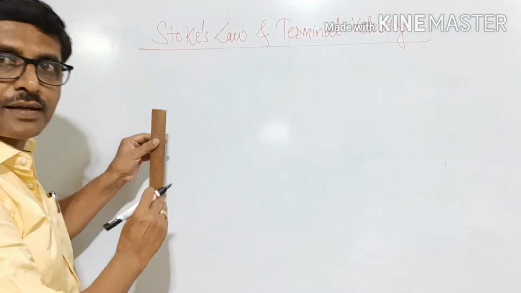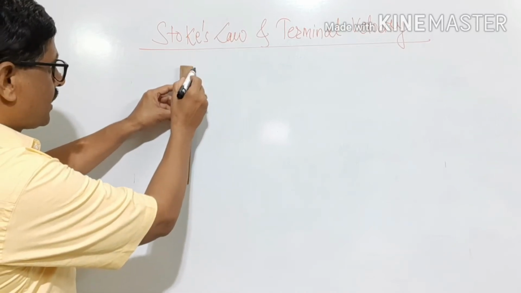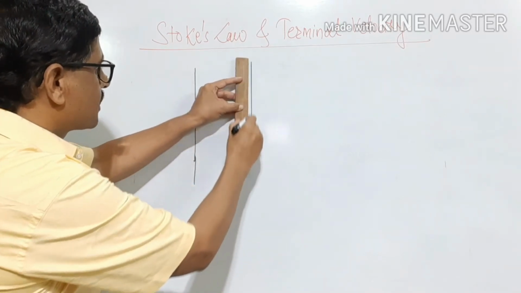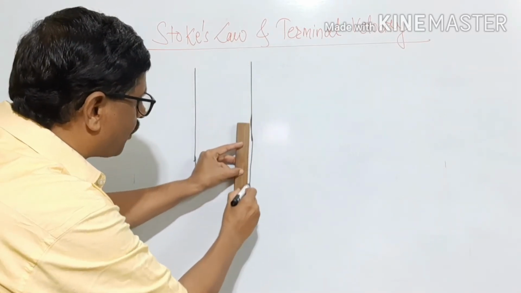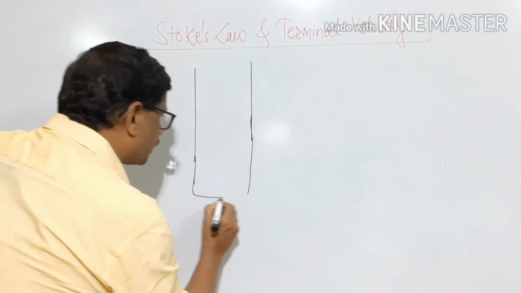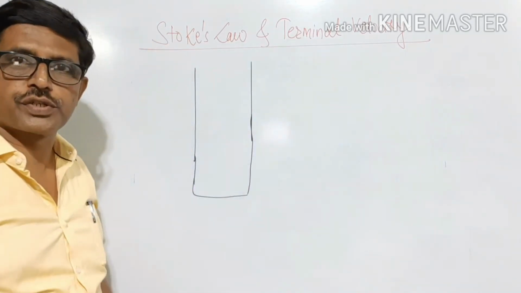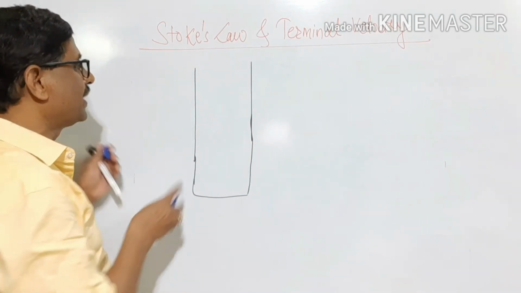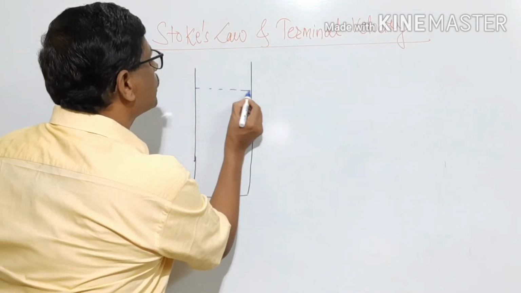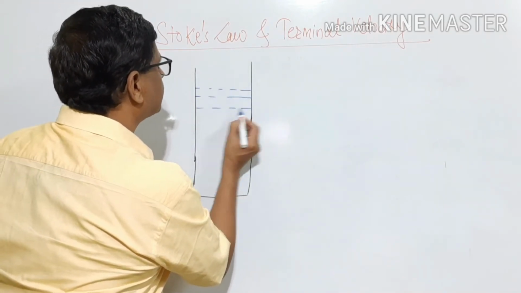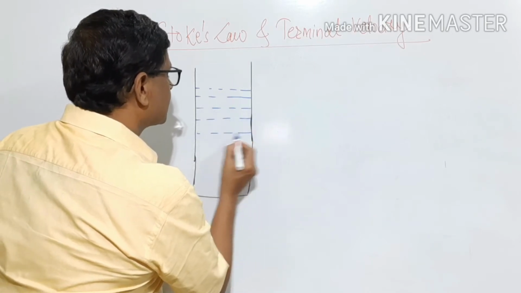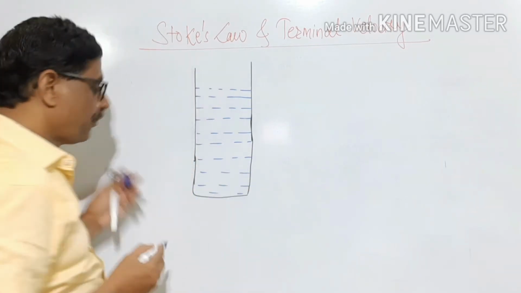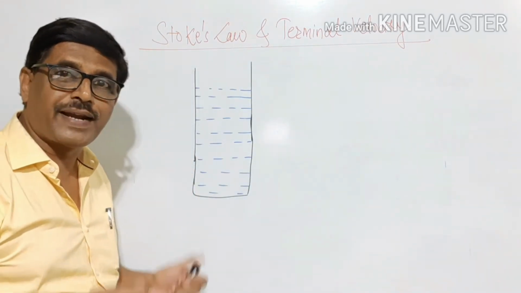Let us consider there is a cylindrical tube of sufficient length. One end of the tube is closed. Let this tube be filled with a liquid whose coefficient of viscosity is to be determined. This is the liquid inside the cylindrical tube of which the coefficient of viscosity is to be determined.